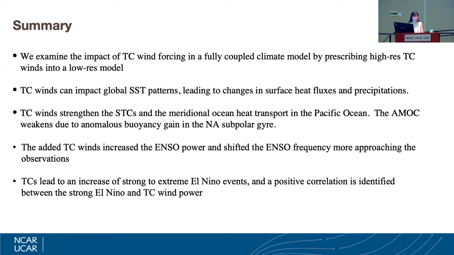We find that these added TC winds in the fully coupled model can impact the global SST and lead to changes in surface heat fluxes and precipitation. They also have some dynamical effect on the ocean. It changes the ocean meridional heat transport and overturning circulation strength. And the TCs can interestingly increase the ENSO power and shift the ENSO frequency. They also lead to more strong to extreme El Nino events.